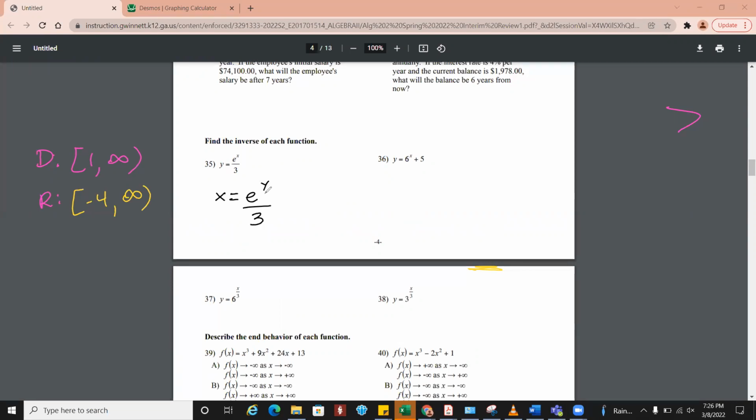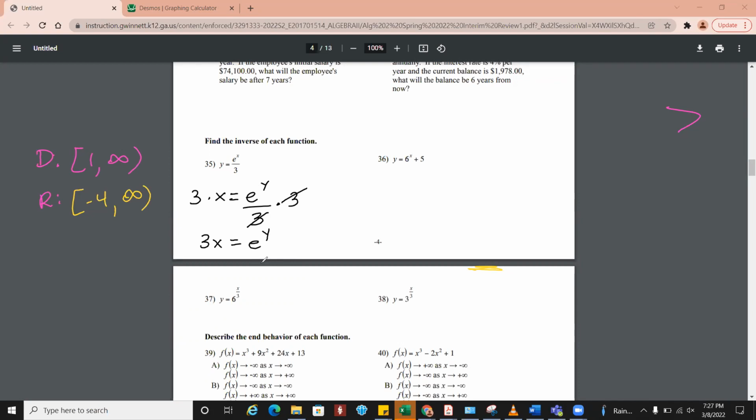And we want y by itself. Okay, so we're going to multiply by 3 on both sides. So it's going to be 3x equals e to the y. Now we want y by itself.